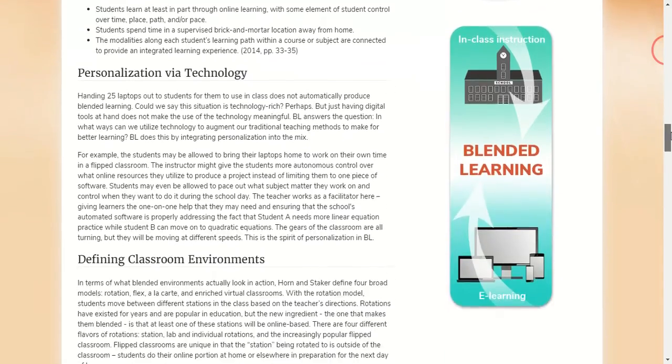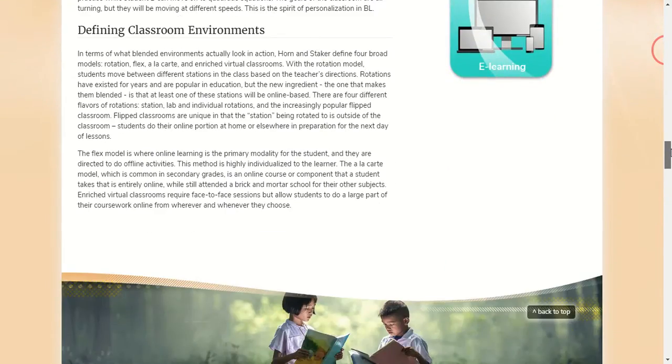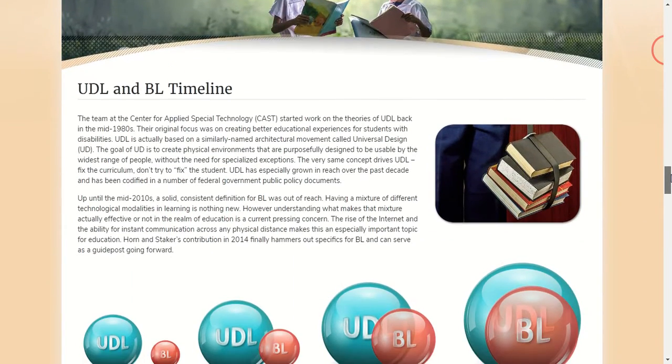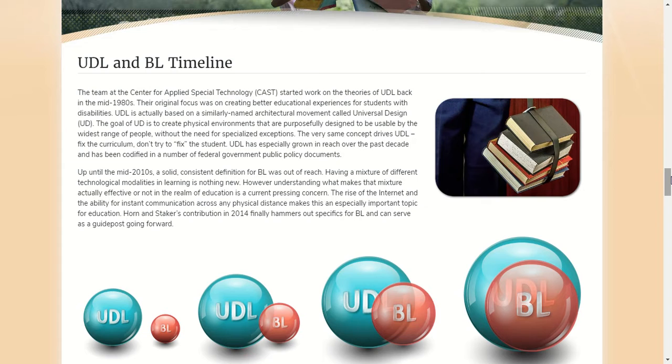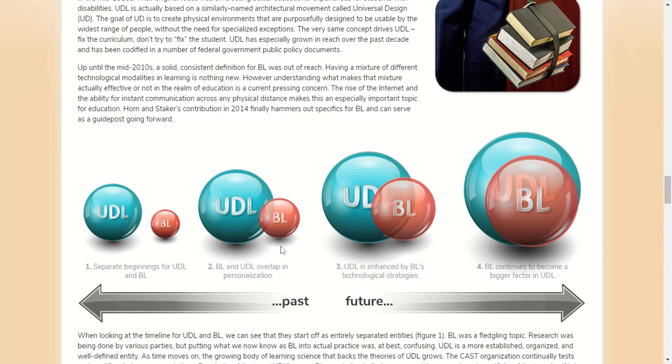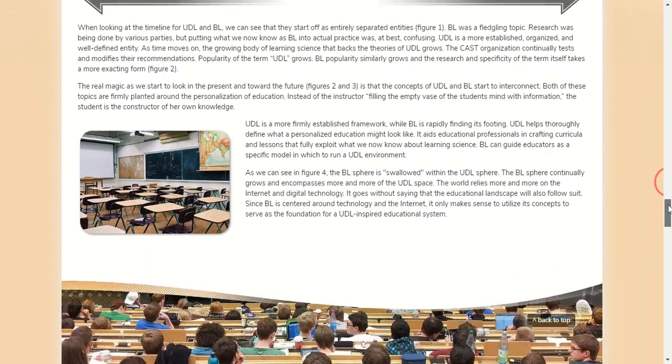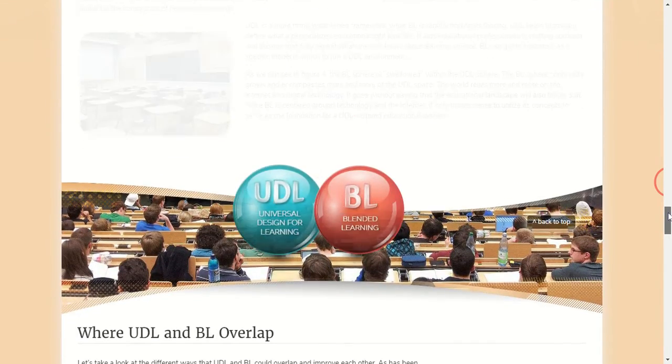And we have a blended learning section that talks about what blended learning does. Now the interesting part here is we get to a timeline. This is where I'm trying to meld the two concepts together. As we can see, UDL and BL start off as separate concepts, and then towards the end, BL starts to overlap a lot with UDL. To understand more specifically about what that means, I suggest you read the content at udlbl.com.